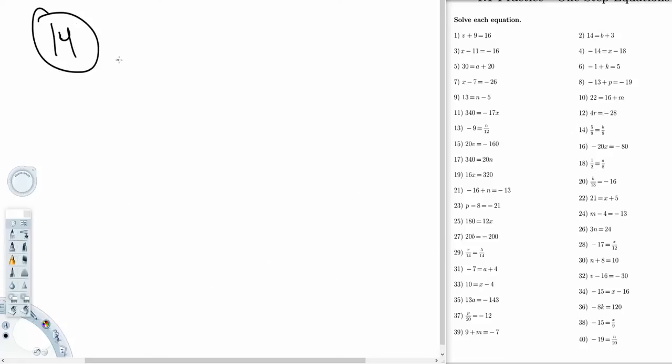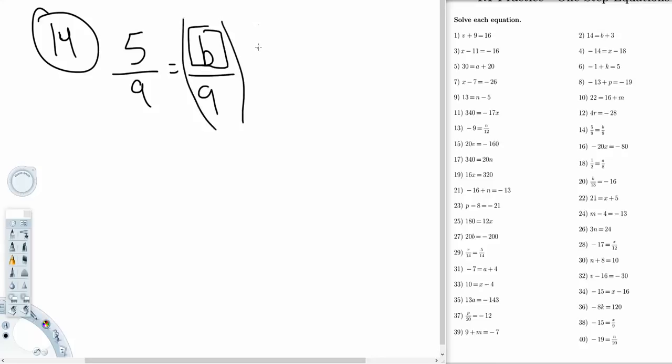Number 14. 5 over 9 equals b over 9. So we're looking for b, right? This is the thing we're looking for. So what could you multiply this b over 9 by so that you'd only get b, right? You'd multiply this by 9. And then you'd also multiply this by 9, right? So let's do it. Let's think about this. So 9 over 9, this cancels out, right? Like we did before. How about here? Well, this 9 over 9 cancels out too.